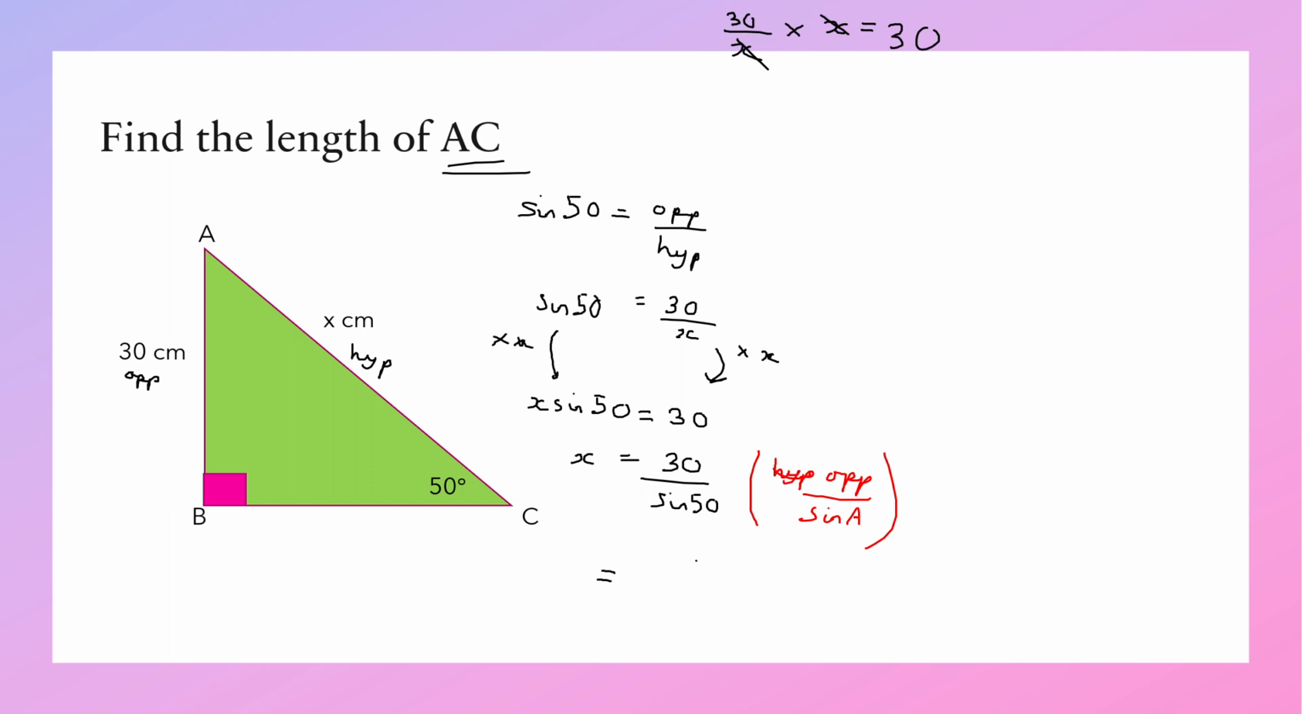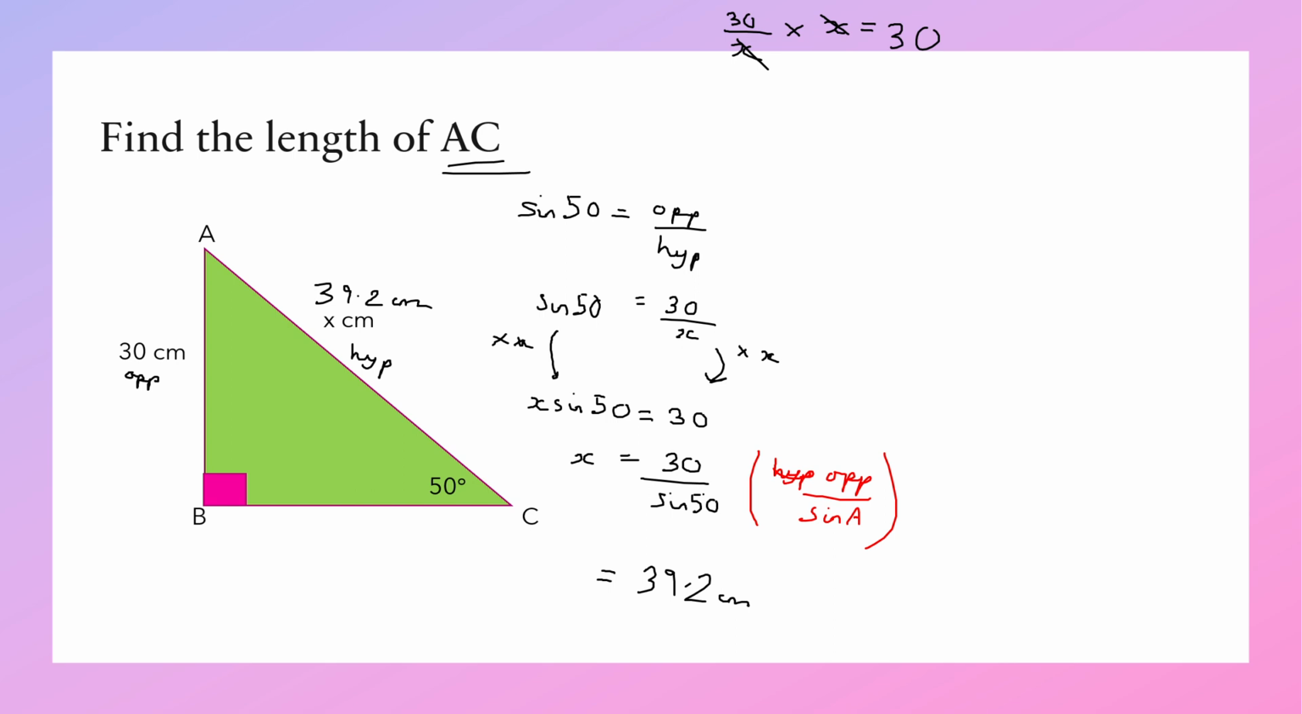What do we get? 30 divided by sine 50. I always leave the calculator to the last minute, and I get 39.2 centimeters. So I know I've done it correctly because my hypotenuse is greater than my opposite side.